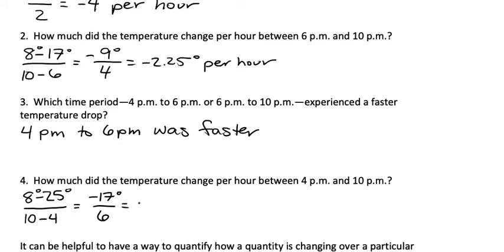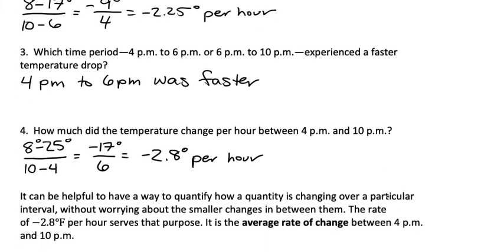And if I divide those, I'm going to get a decimal, but I can round to -2.8. So the temperature change was -2.8 degrees per hour between 4 p.m. and 10 p.m.